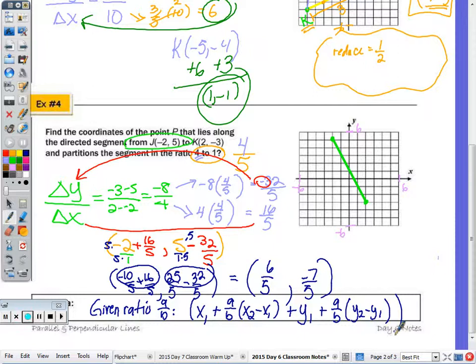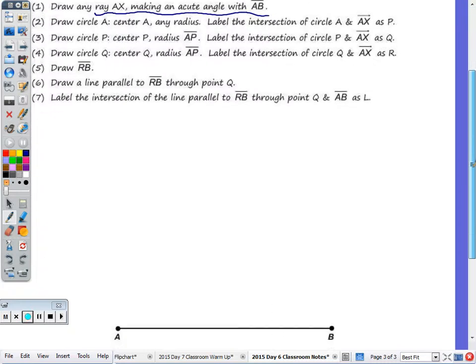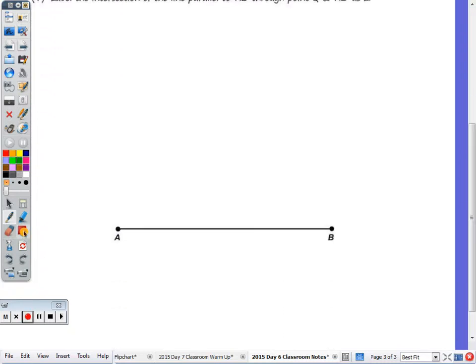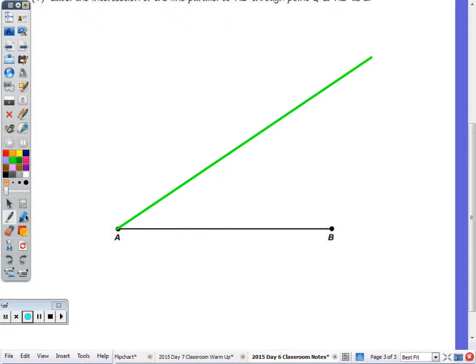For the construction, I suggest you give yourself some room, okay? So if you have papers underneath, you might want to get rid of those. And to construct, I'm going to explain this after we draw. Step number 1, draw any ray AX so that we have an acute angle. So let's draw that, and then I want to explain steps 2 through 4. So using your ruler, you want to draw a ray that gives you an acute angle with this segment.